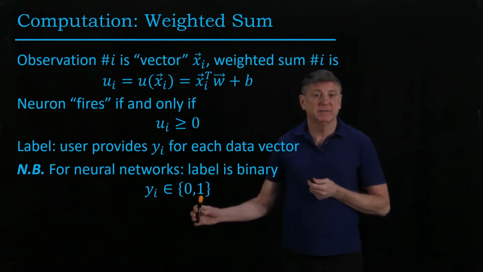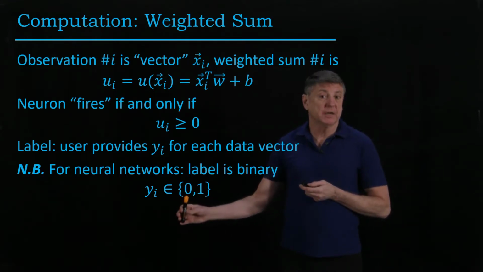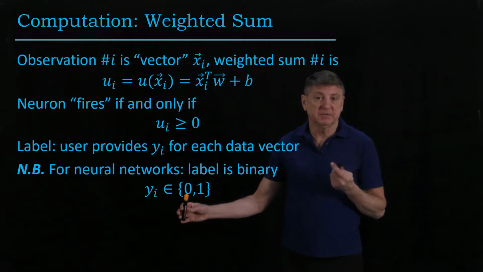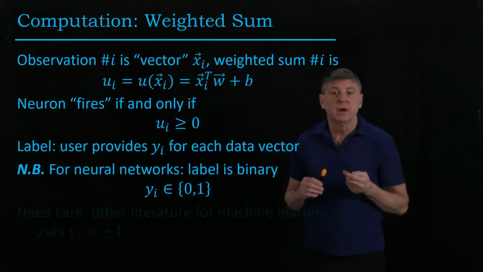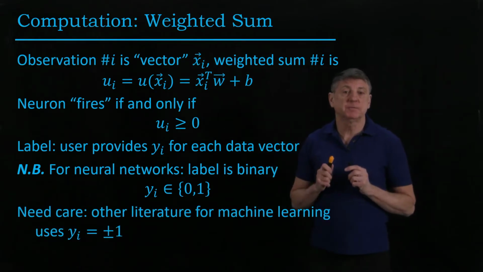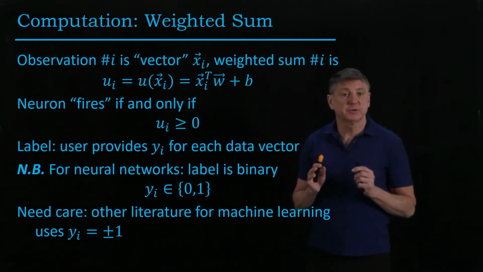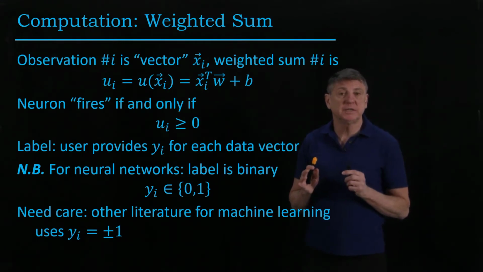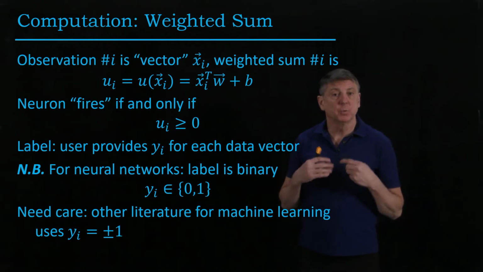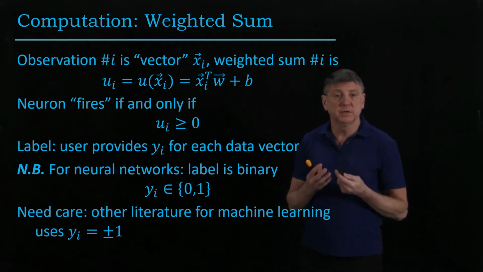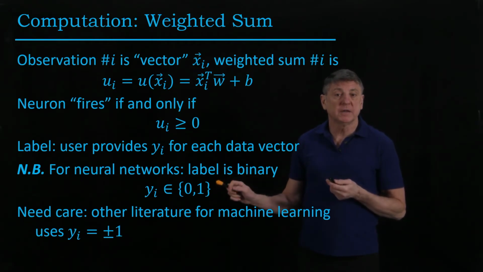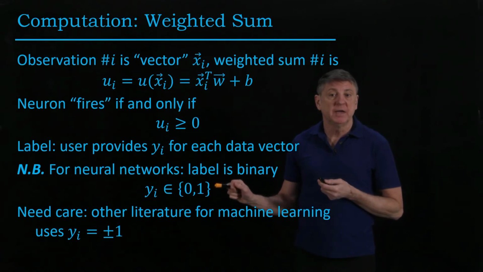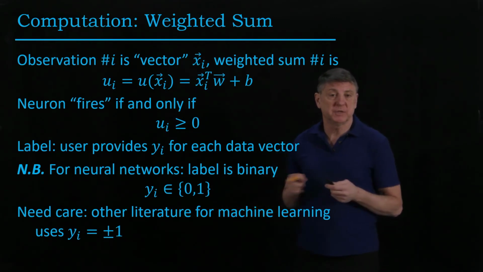It's in a class if its label is 1, and it's not in the class if the label is 0. Let's note that this is different than other literature in machine learning, where we routinely use plus or minus 1. So when we go to read anything in neural networks and machine learning, one of the details we must attend to is which label is being used in that literature.